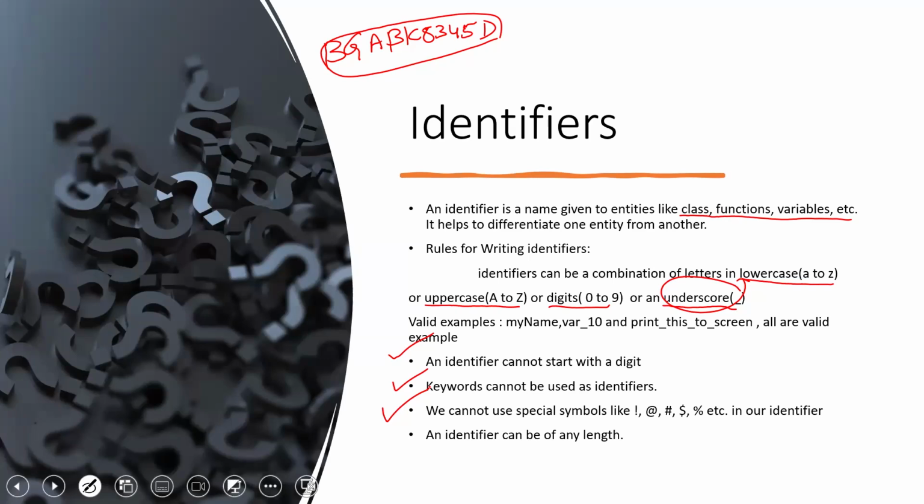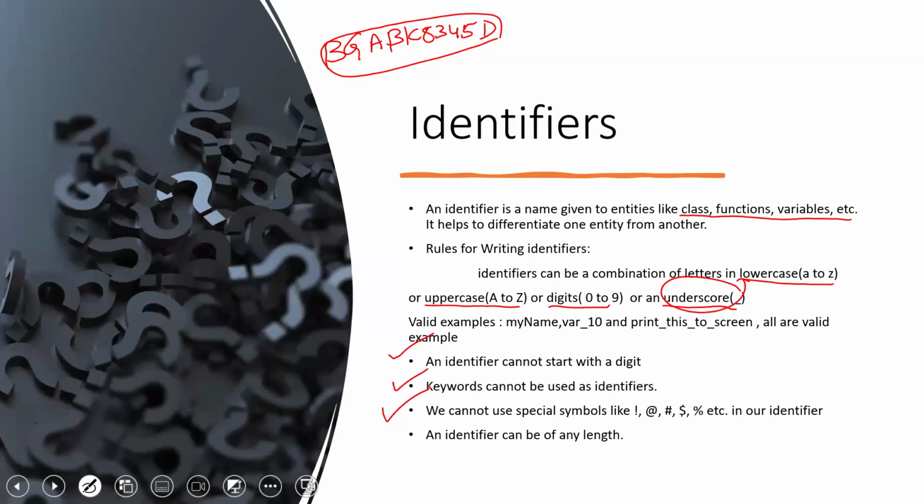So simple, again I'm repeating, it's very, very important. Identifiers are a combination of lowercase, uppercase, digits, and underscore. Lowercase means small a to z, uppercase means capital A to Z, digit means 0 to 9, underscore means underscore. An identifier cannot start with a digit, which means it cannot start with a number. Keywords cannot be used as identifiers. Except underscore, we cannot use any other special character. An identifier can be of any length.